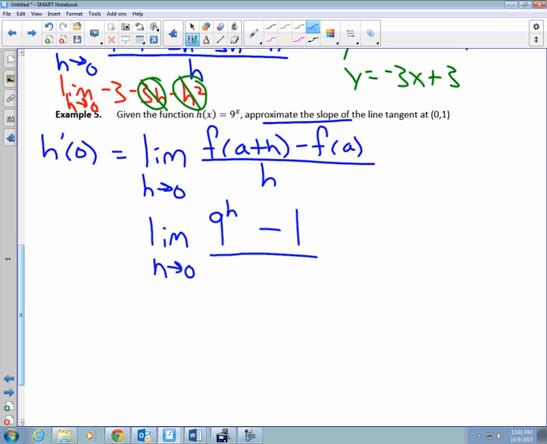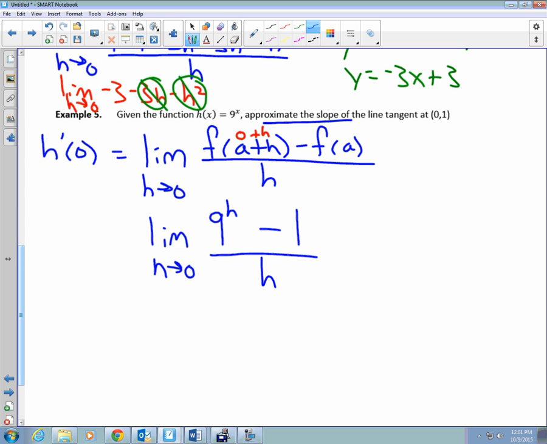9 to the 0 plus h. So the a value is 0, correct? So I plug in 0 plus h for x. 0 plus h is just h, so I have just h. Now, if you plug in 0 for here, 9 to the 0 is 1, divided by h.